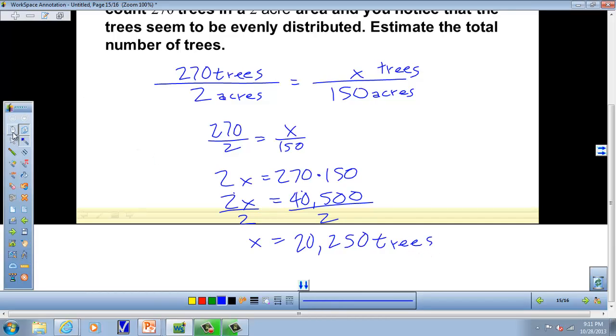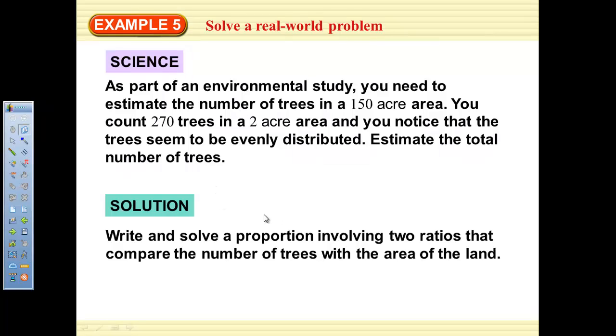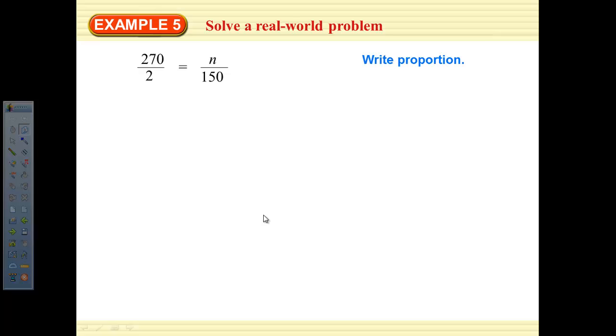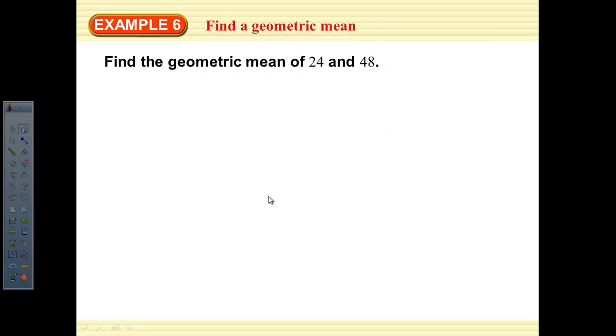Okay? So again, it's the ratio of trees to acres, so it has to be trees to acres for the second one. There they are, trees to acres. Cross multiply and solve.